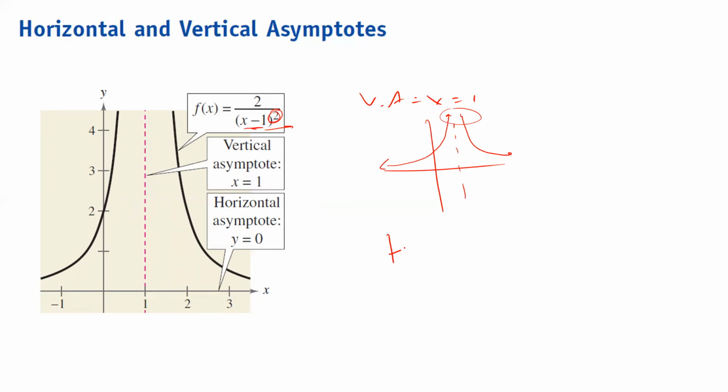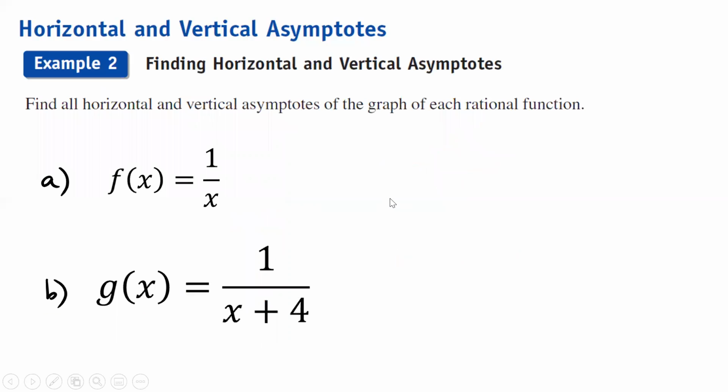Okay, as far as horizontal asymptotes go, I look over here. This is degree 0 again. That's degree 2. I know y is equal to 0 as my horizontal. Essentially, that is it. We like to see our y-intercept real quick here because that's easy to tell, and we like to see if there are any x-intercepts as well. And with that, we plug it all together. So let's try some examples here. Example 2, finding some horizontal and vertical asymptotes. Let's go.